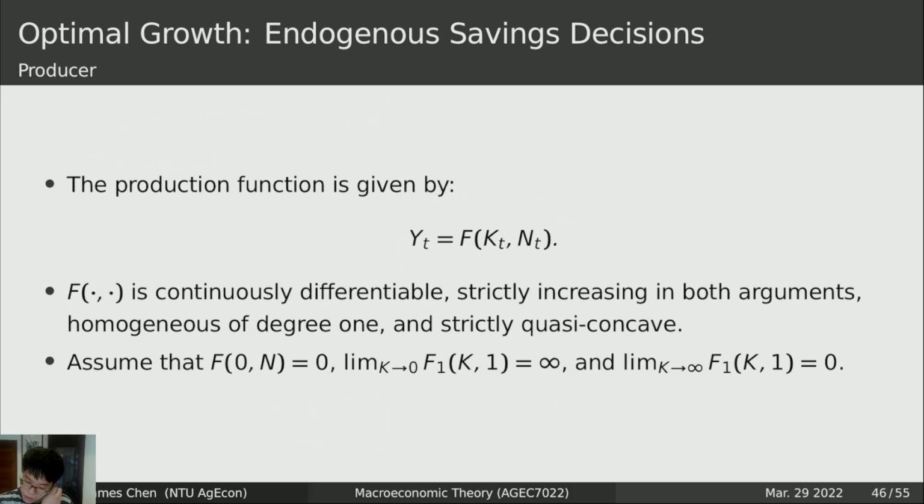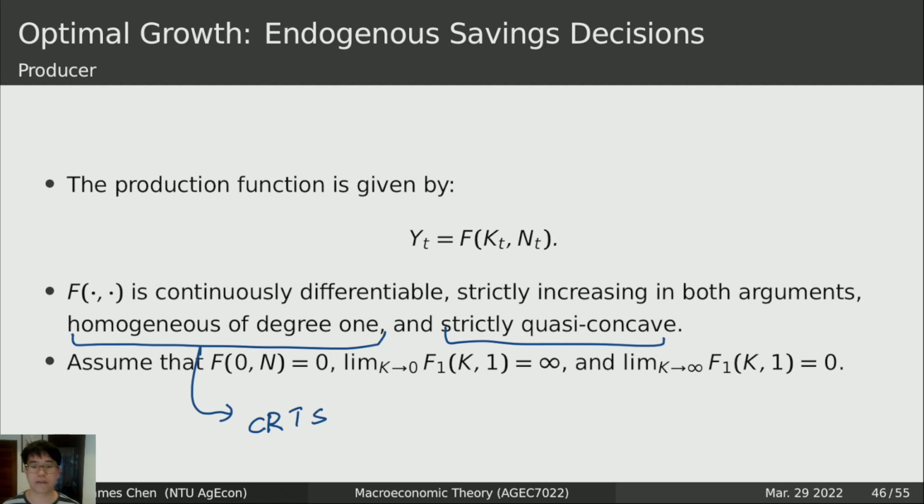We again assume the production function is given by this simple function y equals f of k, n. You must feel bored at this point, because I keep saying the same thing, but the f function is continuously differentiable, strictly increasing in both arguments, and homogeneous of degree 1. Saying homogeneous of degree 1 is equivalent to saying constant returns to scale. That's the same thing. And strictly quasi-concave is also just a concave version of the two-variable function. Basically, that's saying that the partial derivatives are concave, not exactly that, but similar to that.